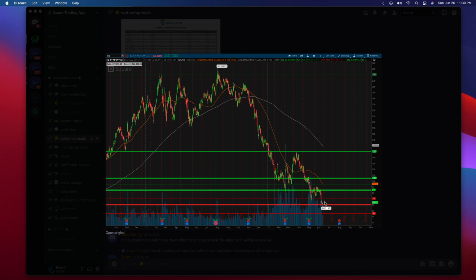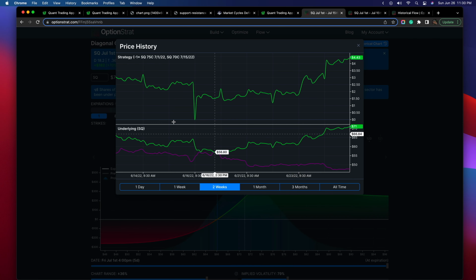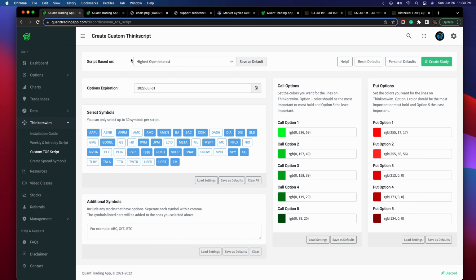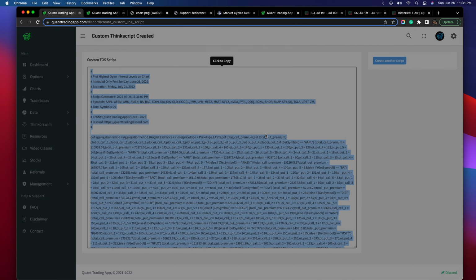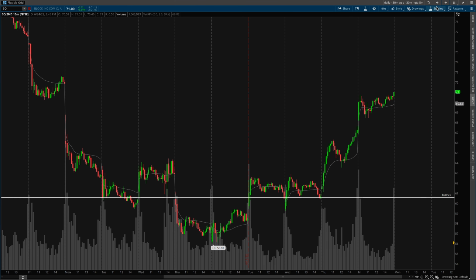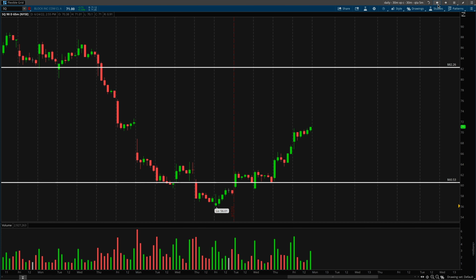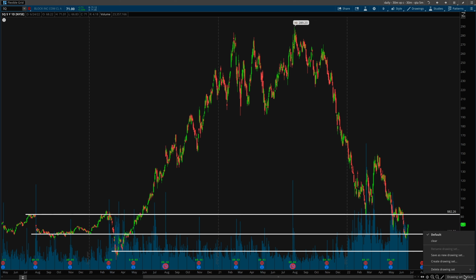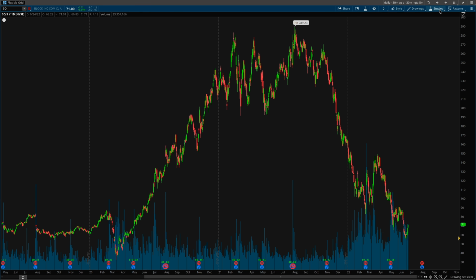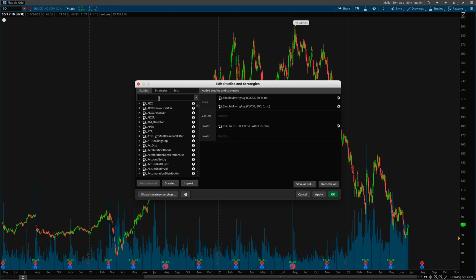And then we have the open interest levels. So within Quant Trading App itself, if we come right here, we can create a custom script, which is going to take all of the open interest for any tickers we like. All I have to do is press this create study button. It'll generate a TOS study which we can take right here. If I click this, I can bring it onto my charts. Let's go back to the daily. Let's hide all of this so it's nice and clear. And then let's go to studies and type in QTA month.